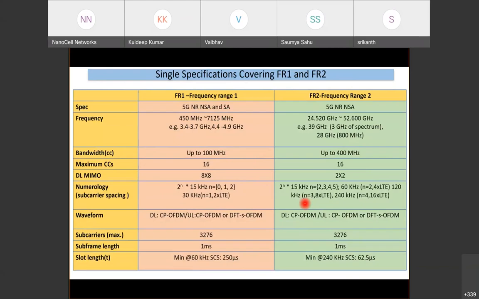Scalable subcarrier spacing, we talked about it. Subframe, slots, and some of these are slightly just leaving you with a nice technical summary, I hope. Okay. So I think now we are ready to address questions.